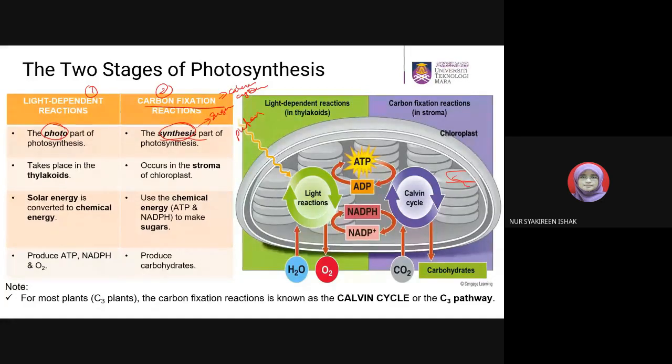Okay, so the second difference between light dependent reaction and carbon fixation is that light dependent reaction occurs in the thylakoid. Obviously, as mentioned, it is the place where chlorophyll or photosynthetic pigments are embedded, and then carbon fixation occurs in the stroma. Ini adalah poin penting yang awak kena ingat, itu je.